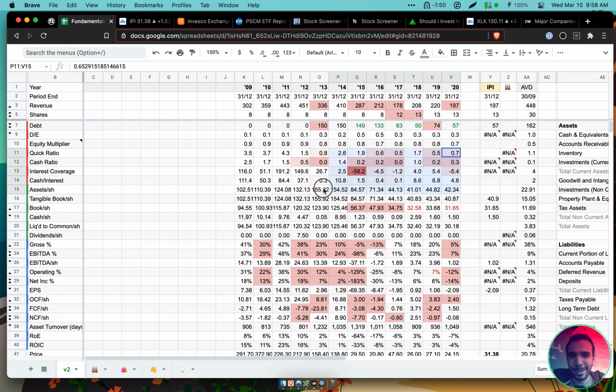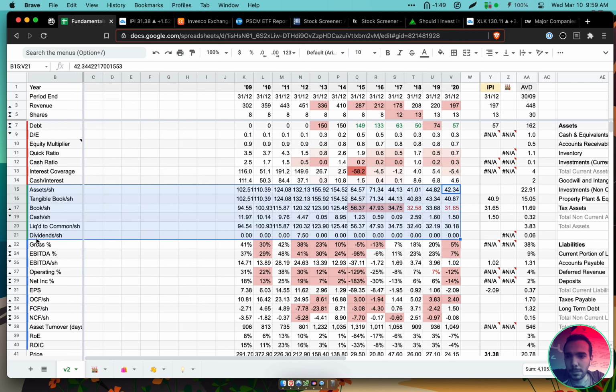Equity multiplier. I mean, it doesn't seem like we have a big problem with insolvency. It doesn't look like the company is going to go insolvent. Cash ratio is 0.3, a bit on the low side, but if the debt was more, I'd be concerned. But it doesn't look like the debt is that high. Cash over interest, they've got enough cash to cover 5 years of interest, 4.6, so not too worried about that.